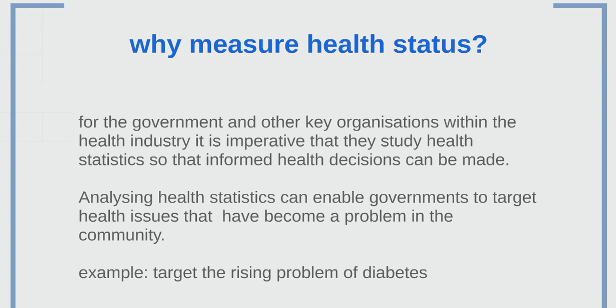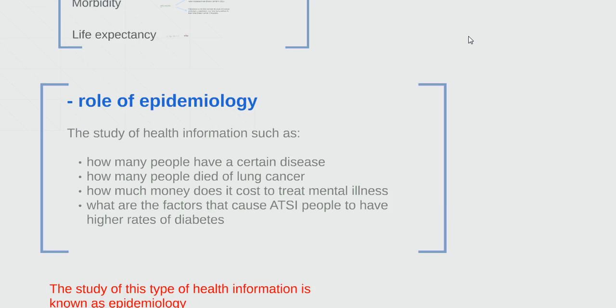Analysing health statistics can also enable governments to target health issues that have become a problem in the community. So in recent years, there's been a huge increase in the number of people suffering from diabetes in this country. So the government has made that a health priority area and directed extra funds towards it.